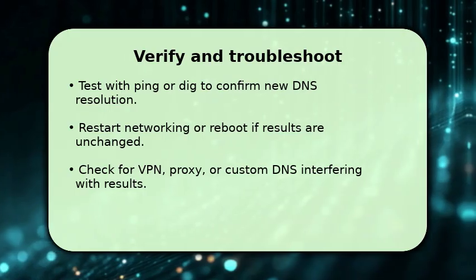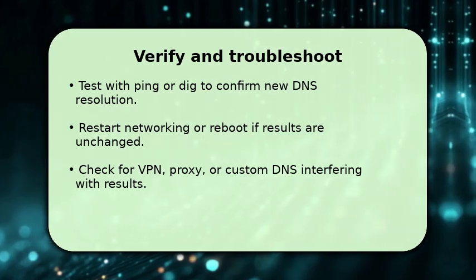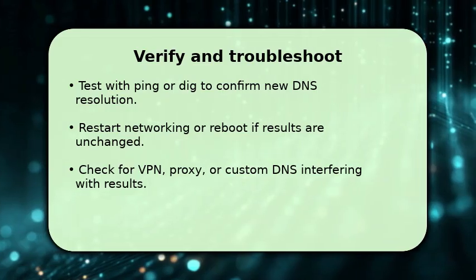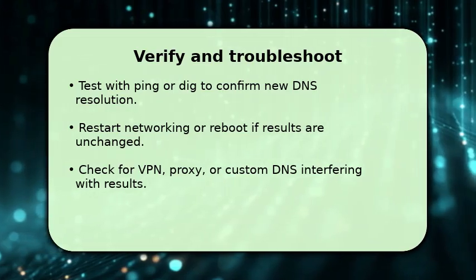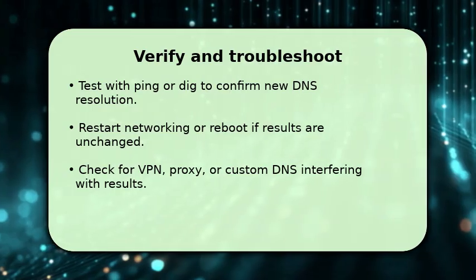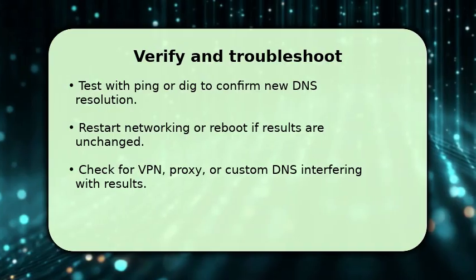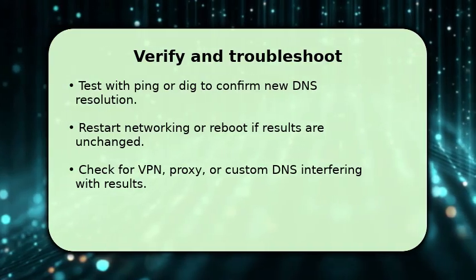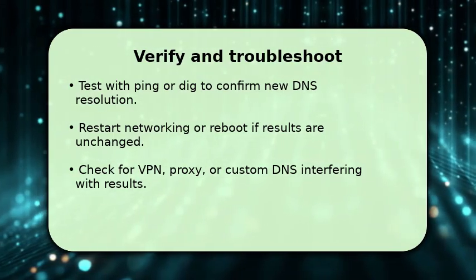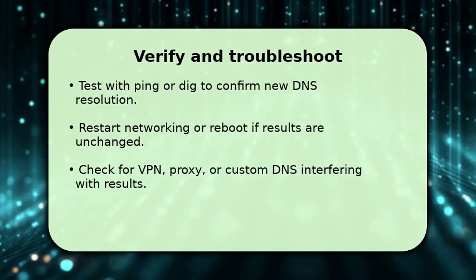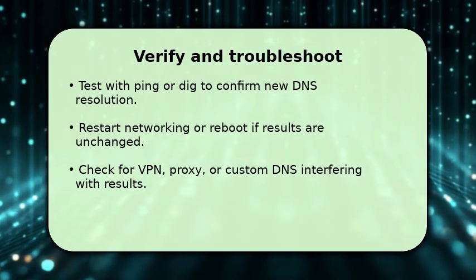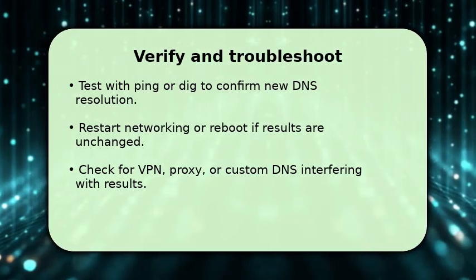If you still see old records, restart Wi-Fi or perform a full reboot to clear remaining caches. Make sure to check VPNs, proxy settings, or manually set DNS servers that can override system caches. If commands return permission denied, rerun with sudo or sign in as an admin. One key troubleshooting tip: disable third-party DNS apps temporarily to isolate the issue.